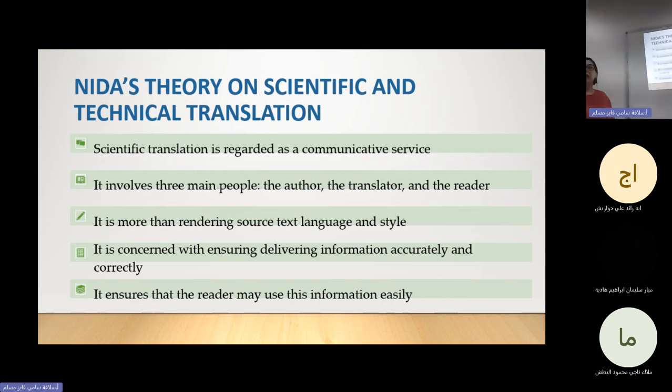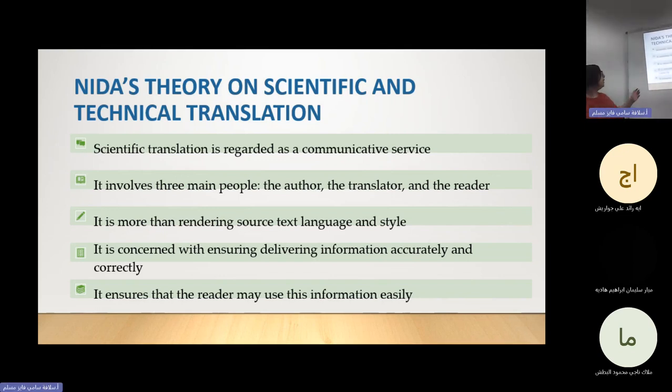It involves three main people. Who are they? The writer, the translator, and the reader. These three are an important part of the communication process because the writer communicates to the translator what he wants, the translator translates and communicates to the readers what they want to know. Okay? It is more than rendering source text and style. It is more than just translating. We translate and give the information in the right form that the reader understands and builds on or can work through.